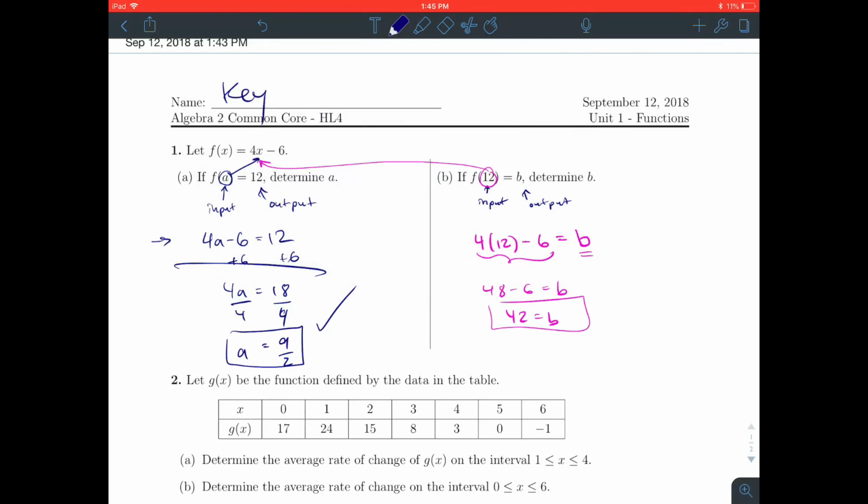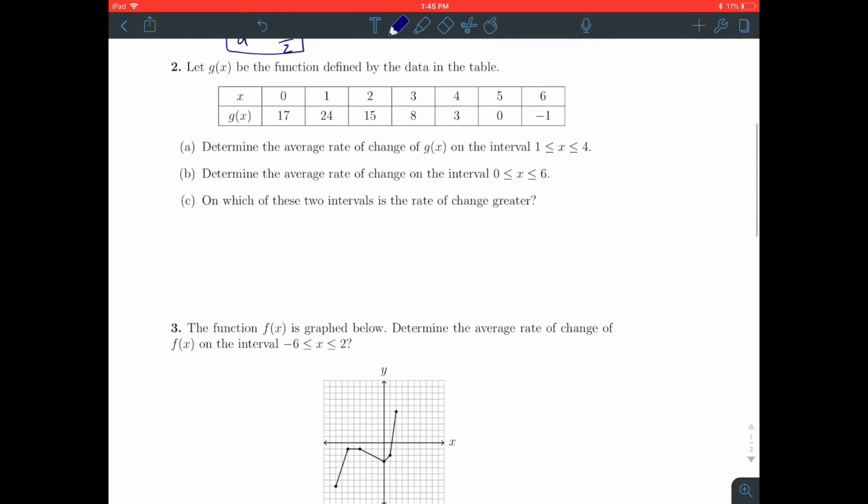Okay, taking a look at problem number 2. Let g of x be the function defined by the data in the table. Determine the average rate of change of g of x on the interval from 1 to 4. When x is between 1 and 4, it looks like we're talking about these 2 points.